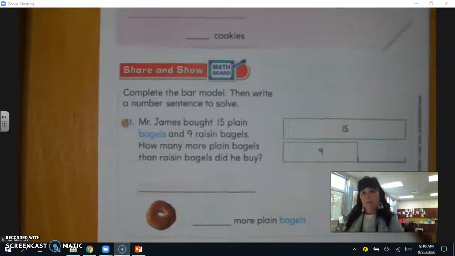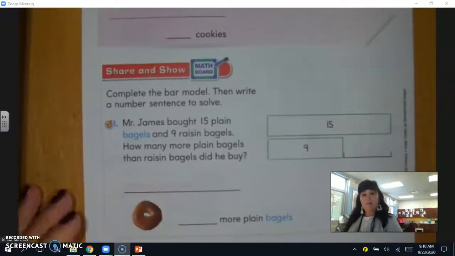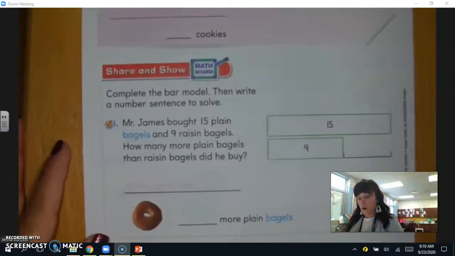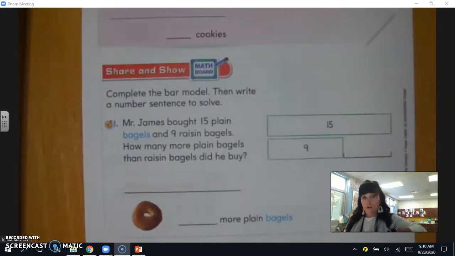It says complete the bar model. This is the bar model over here, okay? And then it says then write a number sentence to solve. Okay, so let's just work step by step. First step is to read the problem, okay? And like I always say, I always read story problems at least twice, maybe 3 times if I really don't understand or if there's a lot of information.